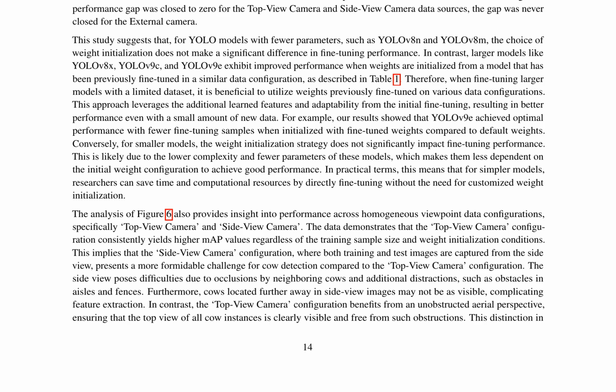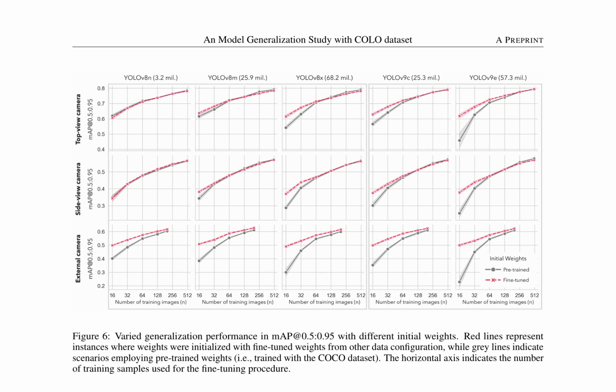However, larger models like YOLOv8x, YOLOv9c, and YOLOv9e exhibit improved performance when weights are initialized from a model that has been previously fine-tuned in a similar data configuration. The analysis also provides insight into performance across homogeneous viewpoint data configurations, specifically top-view camera and side-view camera. The data demonstrates that the top-view camera configuration consistently yields higher mAP values regardless of the training sample size and weight initialization conditions, indicating that the side-view camera configuration presents a more formidable challenge for cow detection compared to the top-view camera configuration. This study delves into the generalization performance of YOLO models across different datasets, with a particular focus on the impact of initial weights and training samples.